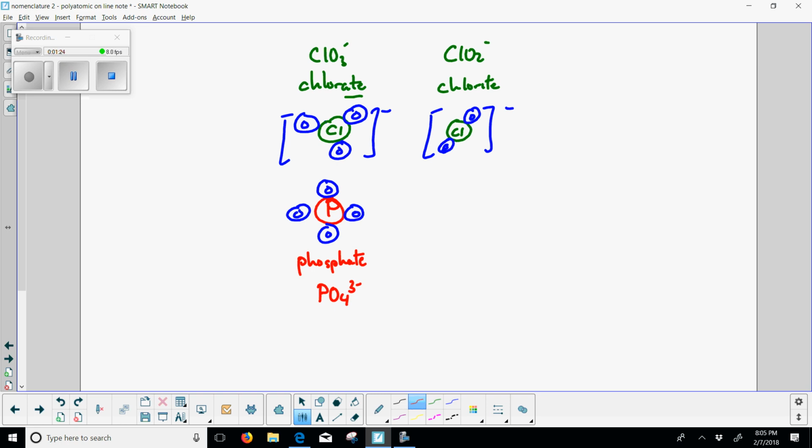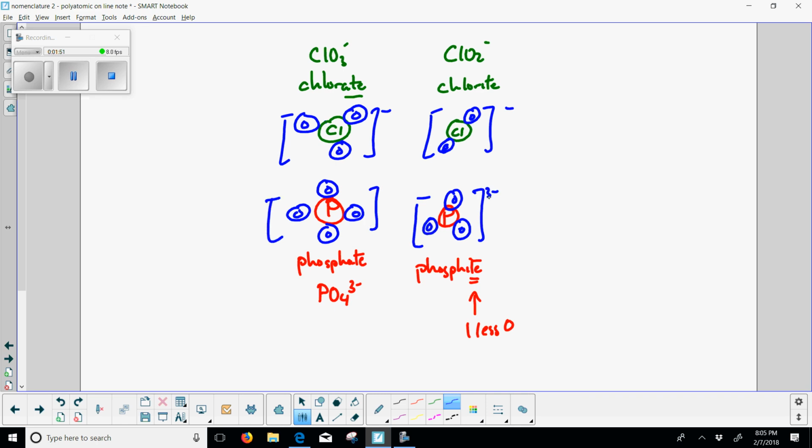Similarly, with phosphorus, if I have one less oxygen, so it only has 3 oxygens, I'm not going to call it a phosphate. I'm going to call it a phosphite. So the ite means one less oxygen. The important thing to remember is these ions always have the same charge, regardless of the number of oxygens that they might gain or lose.